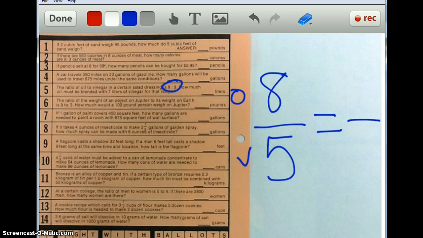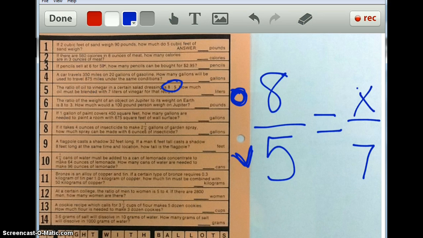Then it says how much oil, so I don't know the oil, but must be blended with 7 liters of vinegar. So the vinegar, where was the vinegar? Yeah, the vinegar's on the bottom, so the 7 goes down here. So if you had a number that didn't make sense, here's why. You probably put the 7 on the top. So I find that it's really super helpful to label what you've got where until you get what you're doing. And again, that will make things so much easier.